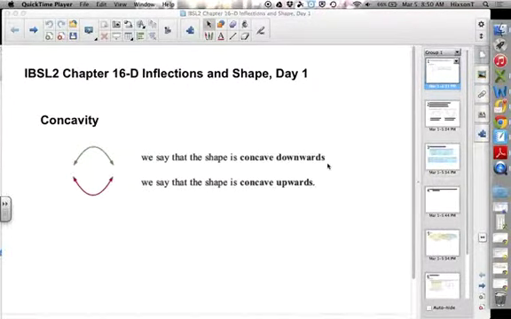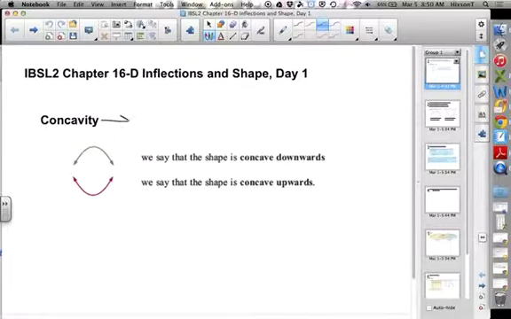All right, so what we're looking at here, we're back to chapter 16 after looking at second and third derivatives. What we're looking at here is particularly the second derivative. When we're talking about concavity, we're looking at the second derivative.